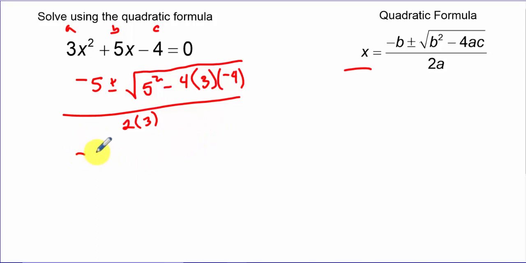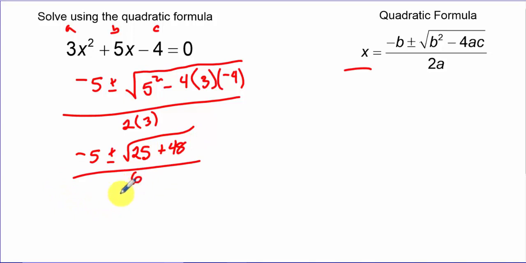So I have negative 5 plus or minus the square root of 25, and that's 12 times 4, which is 48, and that's positive, over 6. A little bit more work. Negative 5 plus or minus the square root of 73, which I believe is prime, over 6, and we're done. So that wouldn't have factored.